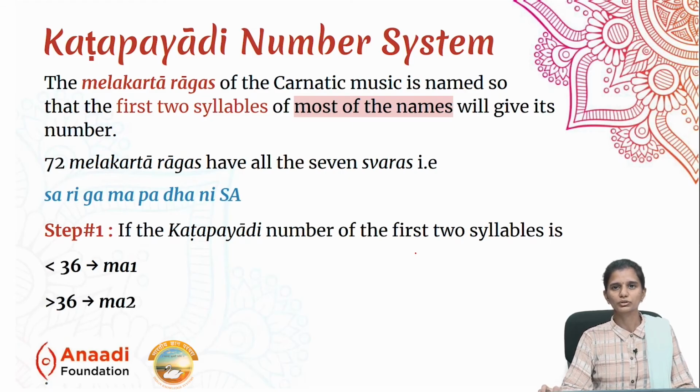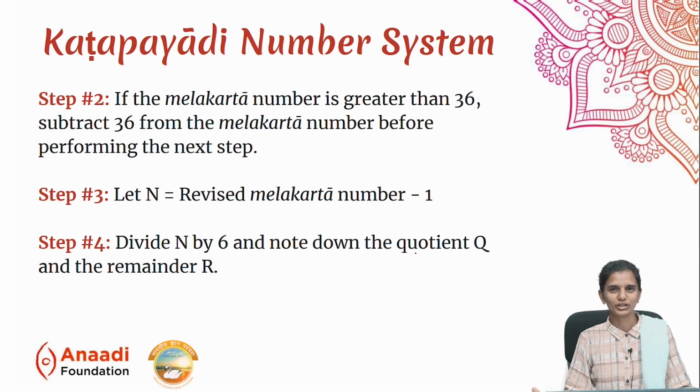Now, to decode the swaras, let us see the steps. From the first 2 syllables of the Melakarta raga, we can decode the swaras for that particular raga. If the Katapayadi number of the first 2 syllables is less than 36, then the Ma position will be 1. So, it will have Ma 1. If it is greater than 36, then it will have Ma 2.